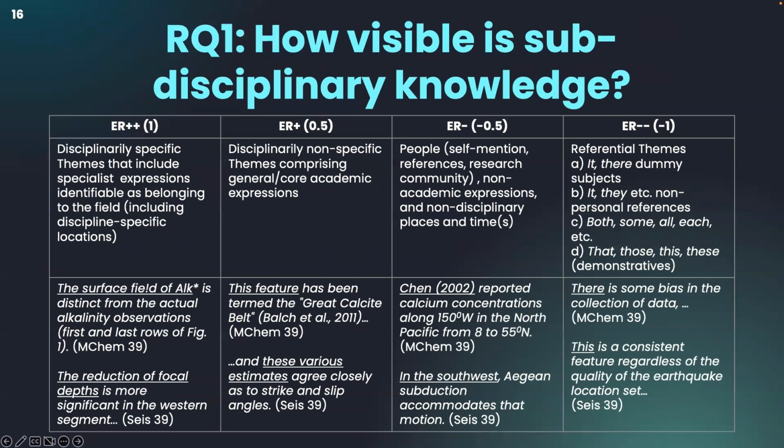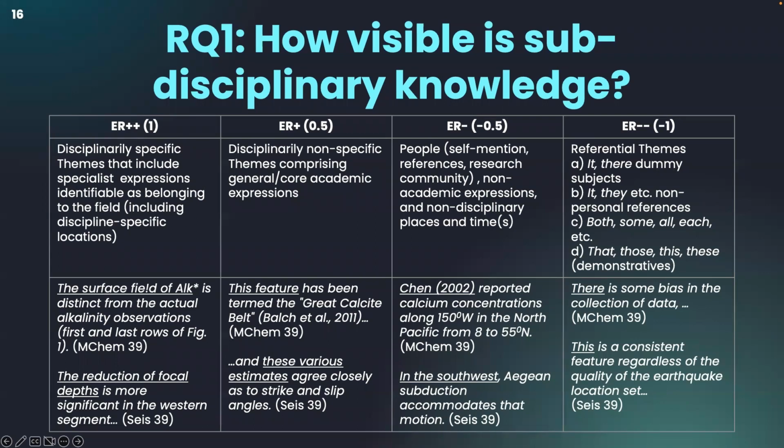So ER +1 or ER++ were expressions that appeared in a list of terms that I compiled from 2 earth science dictionaries. Plus, of course, I had to use my judgment. For instance, if the theme was the name of a very long chemical compound, which was not in the technical dictionary, because not all chemical compounds can be in the dictionary, I still judged it to be a sub-disciplinary specific theme.